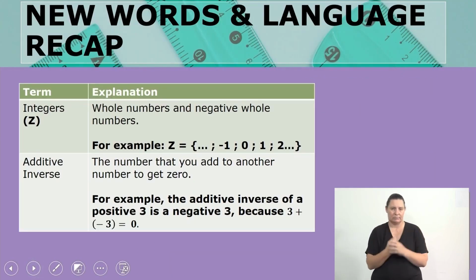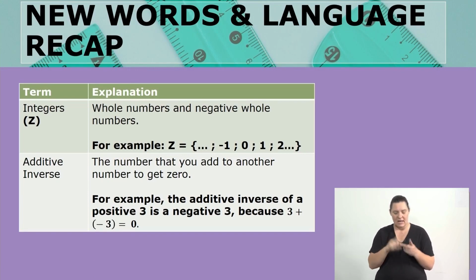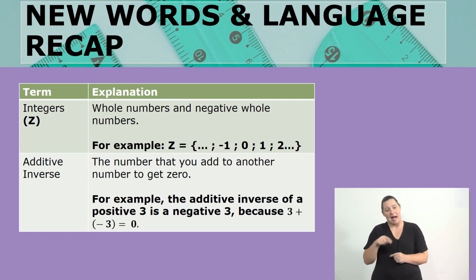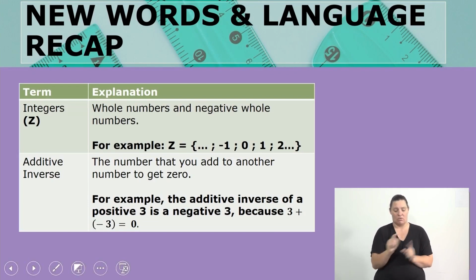with integers. We had our words that we were using in this lesson, and that is our integers and our additive inverse. Remember, integers were the whole numbers and negative whole numbers, and then our additive inverse was the number that you add to get to another number, to get to 0.